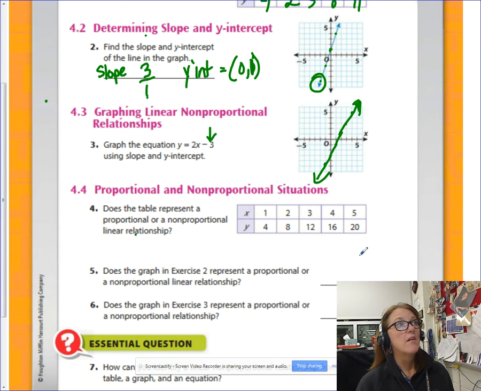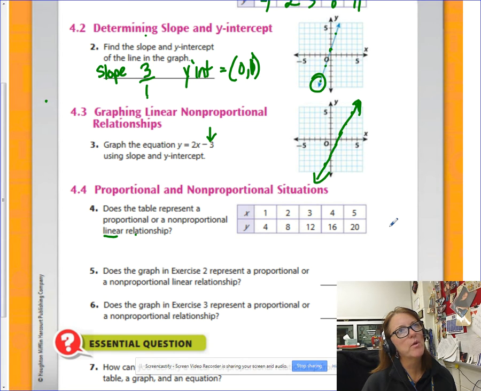Done. 4. Does this table represent a proportional or a non-proportional relationship? And it says it's linear, although I never trust them. I like to check myself and see, but here's what I see. My X inputs are 1, 2, 3, 4, 5. The Y values are 4, 8, 12, 16, 20. Now, if we had patience and a lot of graph paper, we could start graphing these points and take a look at them. Going up to 20 is kind of a stinky deal.